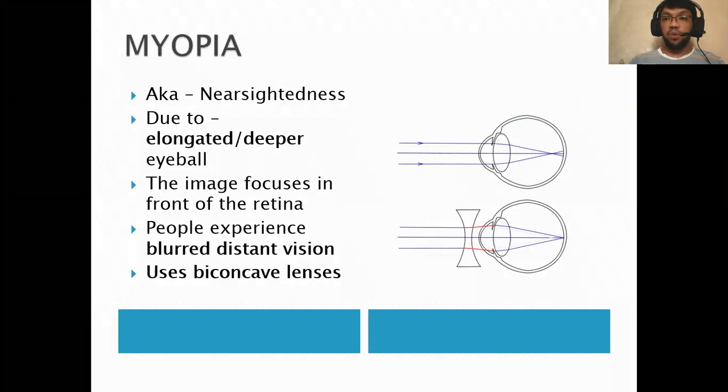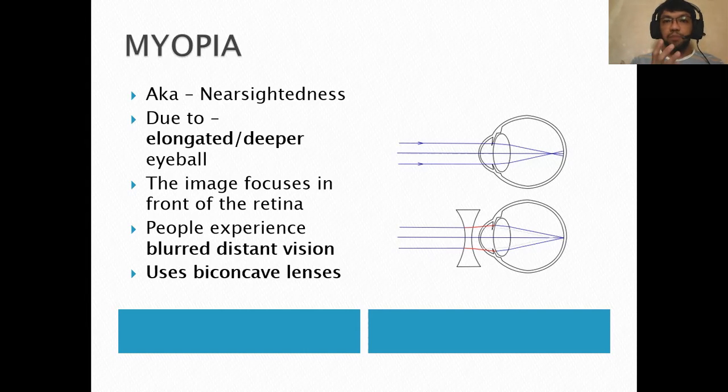Now we start out with myopia. Myopia is also known as nearsightedness. When we say nearsightedness, I am one of those persons who have this myopia. My eye condition is a mixture of myopia and astigmatism, which I'm going to describe later on. And I'm pretty sure some of you have this as well.